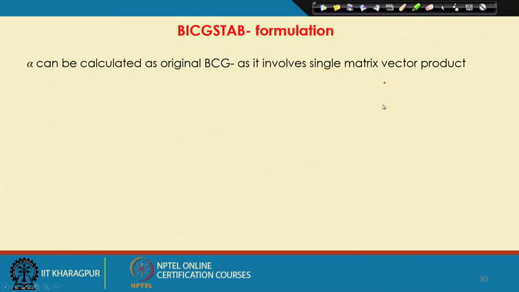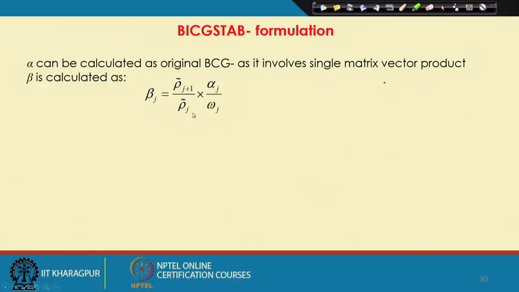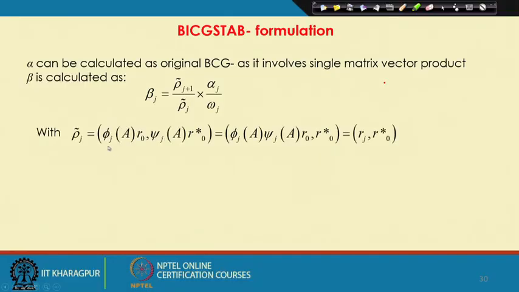Alpha can be calculated as in the original BCG, as it involves a single matrix vector product. So the original BCG, using the orthogonalization relation, can find the alpha. Beta can be calculated from rho tilde j plus 1. Rho tilde is a new scalar introduced here, with beta equal to rho tilde j plus 1 by rho tilde j, times alpha j by omega j, where rho tilde j is phi j psi j A r 0 dotted with r 0 star, that is r j dot r 0 star. The dot product between r j and r 0 star is rho j. This is a little involved. I am not discussing it here due to lack of time. It would take one more session, but you can look into Yousef Saad's book.